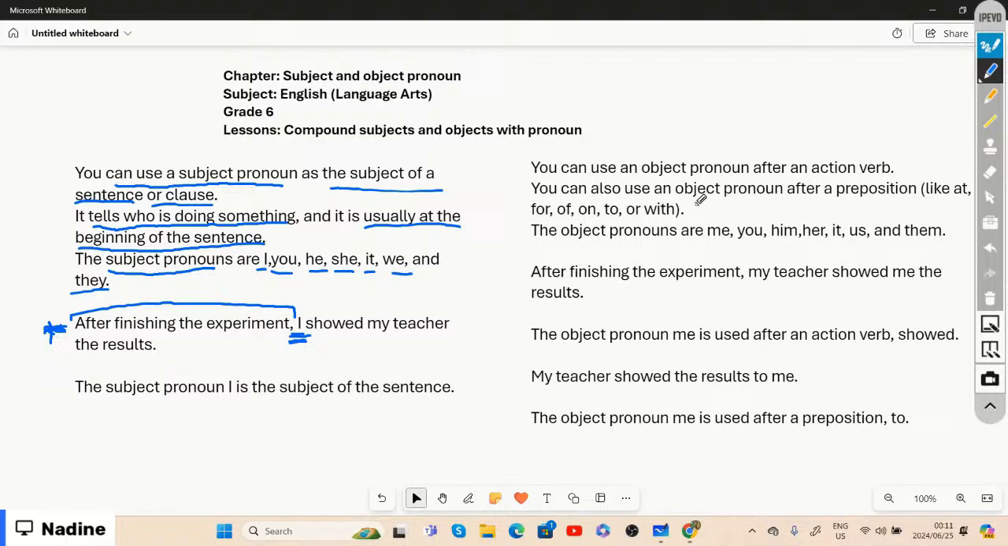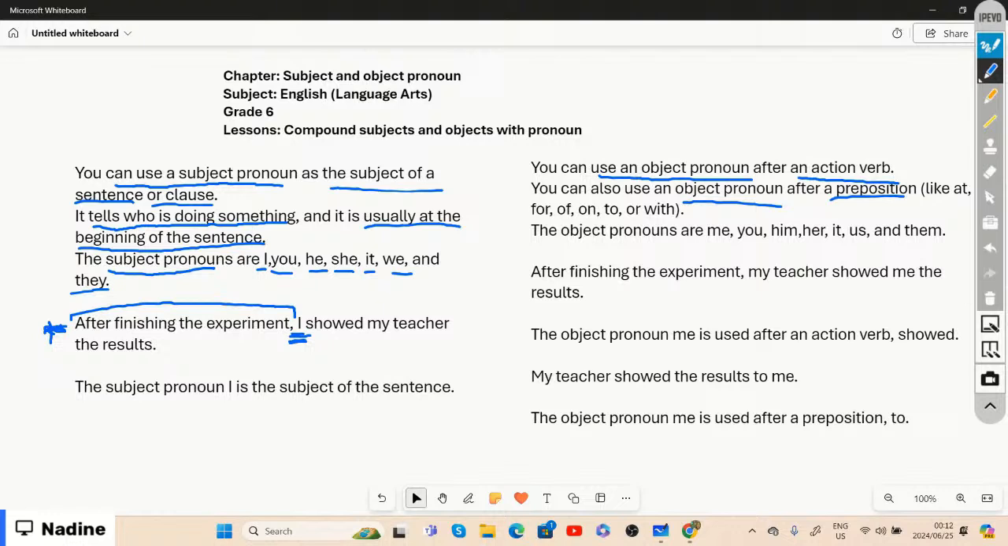And then we have object pronouns. We can use an object pronoun after an action verb. An action is something that somebody is doing. That is an action verb. And you can also use an object pronoun after a preposition. So remember, we can use an object pronoun either after an action verb or after a preposition.